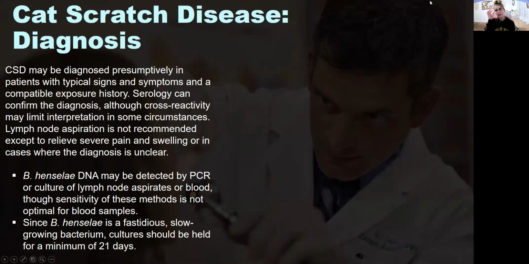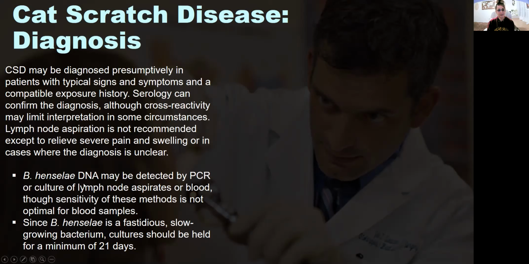Cat scratch disease diagnosis. Cat scratch disease may be diagnosed presumptively in patients with typical signs and symptoms and a compatible exposure history. Serology can confirm the diagnosis, although cross-reactivity may limit interpretation in some circumstances. Lymph node aspiration is not recommended, except to relieve severe pain and swelling, or in cases where the diagnosis is deemed unclear.